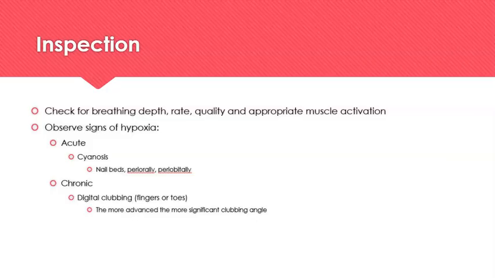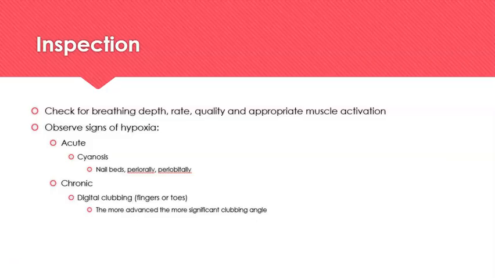Observe signs for hypoxia. Do they have cyanosis, like that blue coloring on the nail beds? Do they have chronic digital clubbing of the fingers or toes? This is more advanced and more significant clubbing angle, as you'll see in this next slide. I've seen a lot of patients that have cystic fibrosis with clubbing of the fingernails, but also COPD patients, chronic obstructive pulmonary disease, and emphysema. So we need to be aware, and especially if someone has cyanosis, it's definitely important to check their O2 saturations with a pulse ox.